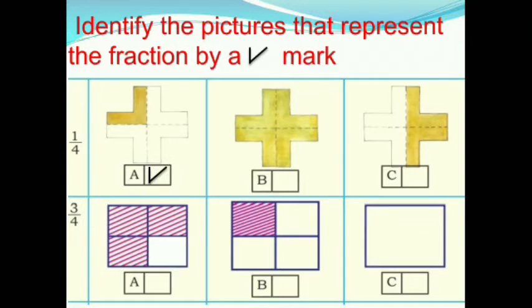Next we have 3 by 4. Here the denominator is 4, so the figure is divided into 4 equal parts. And the numerator is 3, so 3 parts of the figure should be shaded. Here, which figure is shaded? 3 parts. Yes, this figure. So we should tick this figure.